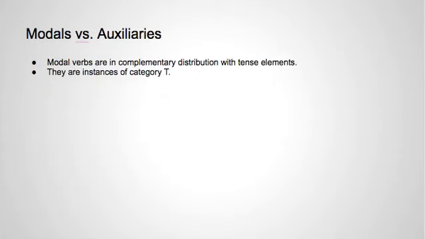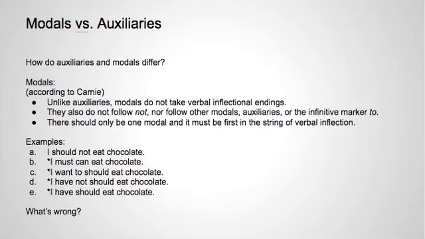According to Carnie, modal verbs are in complementary distribution with tense elements. Therefore, these are instances of category T, and generally there should only be one modal under the T head. So let's go back for a second. I can, want should, have not should, have should. There are two modals in these. Therefore, under the T head, there isn't just one, there are two, which makes the sentence ungrammatical.